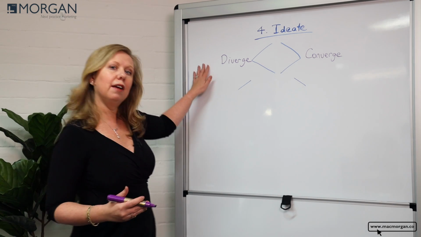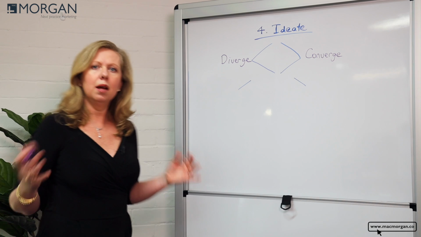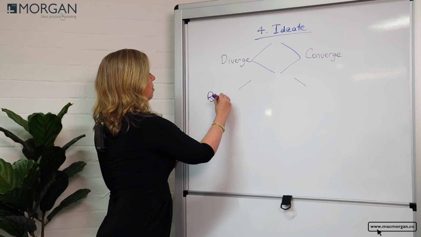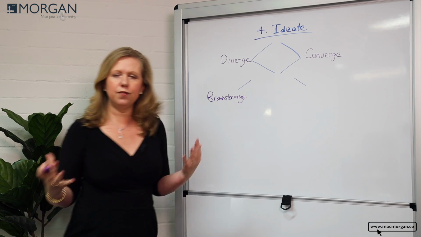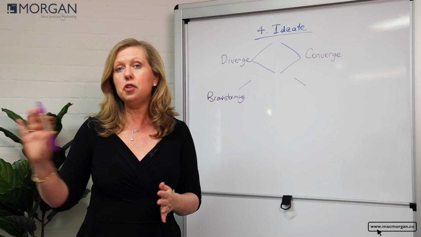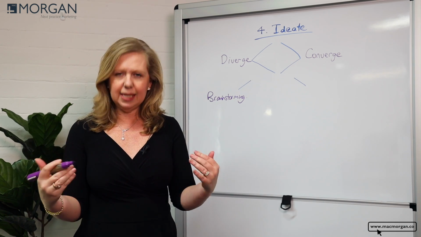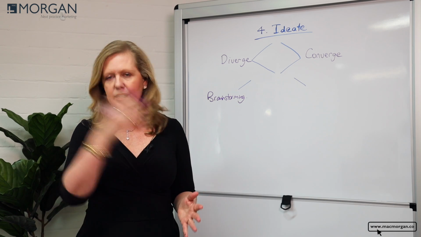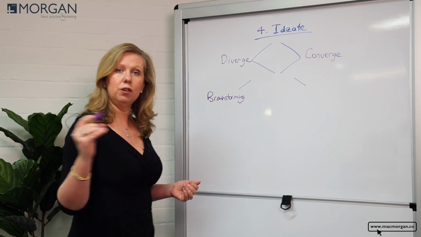So how do we diverge? Well, there are a lot of different creative techniques, but one of the most common is brainstorming. So brainstorming is when you get a group of people and you're fast and furious with coming out with ideas. You don't say no to any ideas. It's all about building, but getting as many ideas and feeding off each other so you could actually get 100 ideas within 20 minutes.